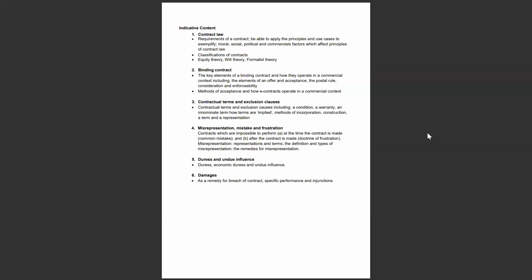We also had to look at duress and undue influence, and economic duress with reference to case examples. We then looked at damages as a result for the breach of a contract, so what damages are awarded, specific performance and injunctions. We looked at the issue of damages such as remoteness, mitigation, causation with reference to case law.